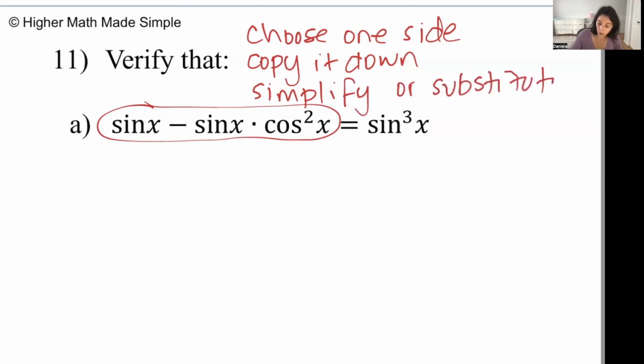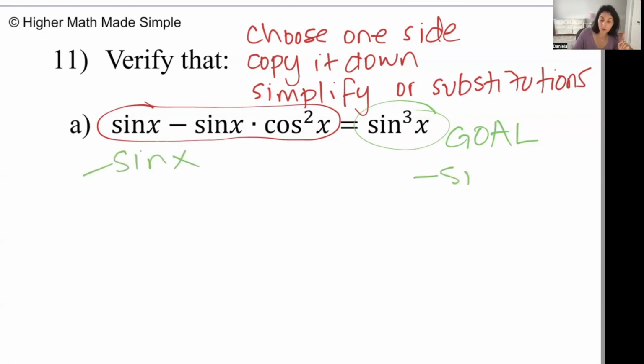And how do we know we are done? We are done when we have reached our goal. So please, don't you dare. I see people start subtracting sine of x on both sides. No. Do not touch that right side. That's our goal. That's how we know when we are done.